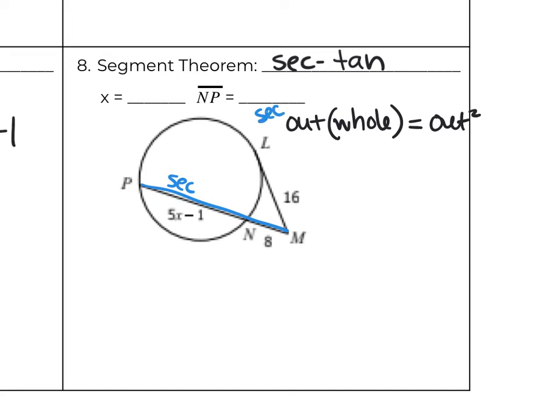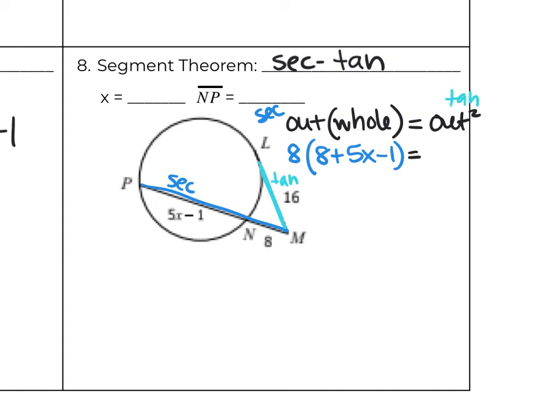What's the outside number? 8. What do I put on this one, on the whole? A lot of people had it right, so what was it? 8 + 5x - 1. Yes. So it's a little bigger. You're just going to have to combine some like terms before you distribute, okay? Equals. All right, this one is your tangent.